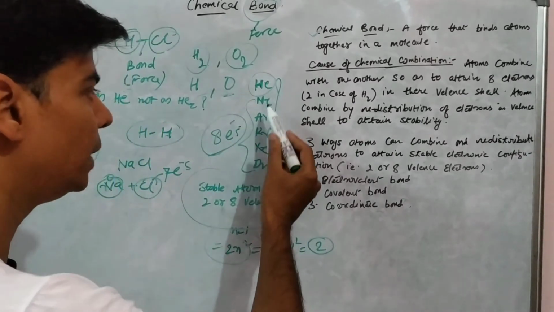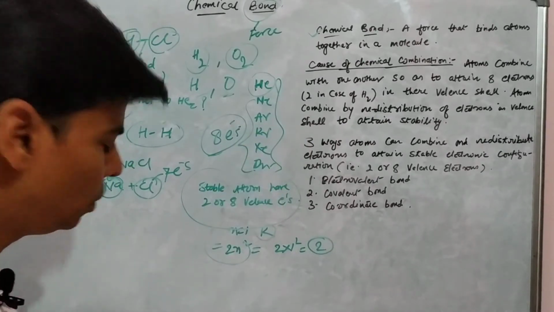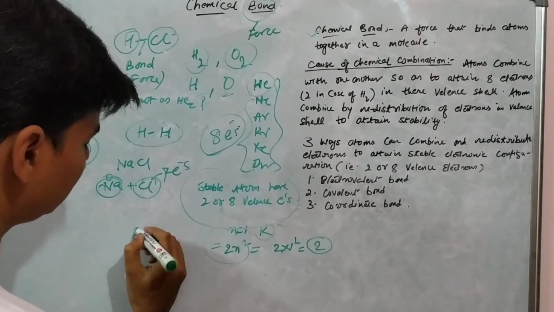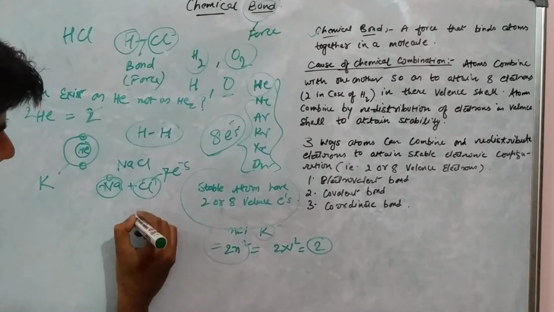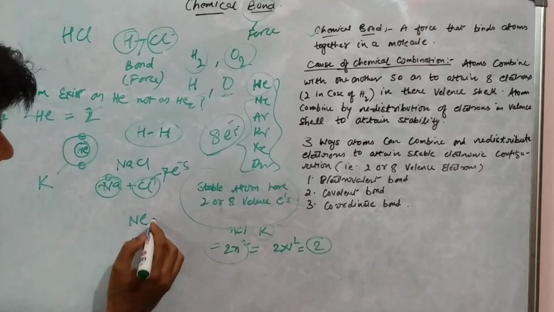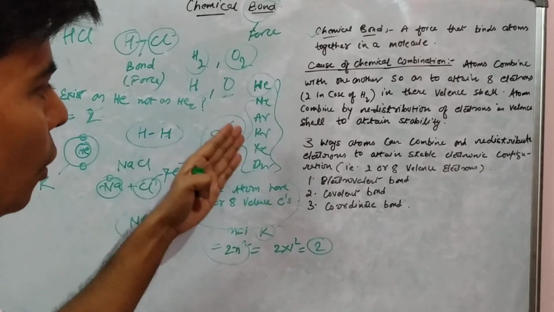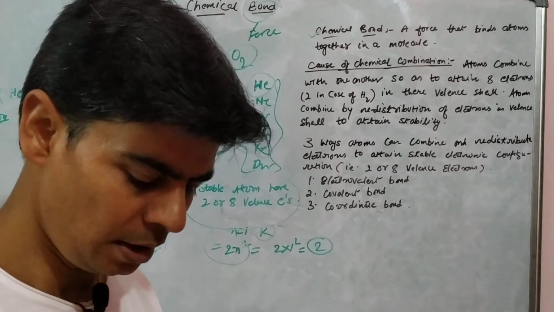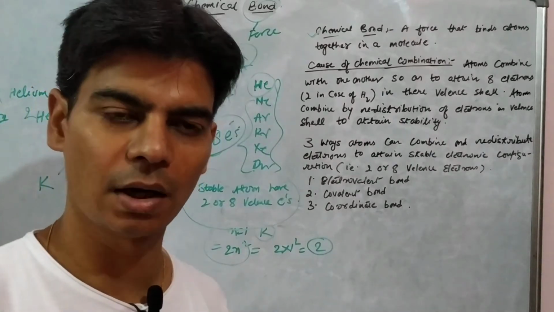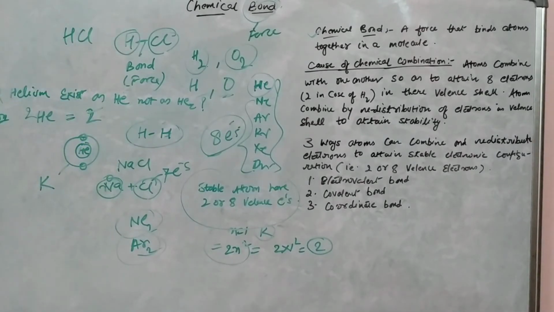That is why they do not react with one another, and they do not exist as molecules. These gases do not exist as Ne2, He2 or Ar2, right, because they are already stable. They already have 2 or 8 electrons in their outermost shell. They do not chemically react with one another or other atoms, right.